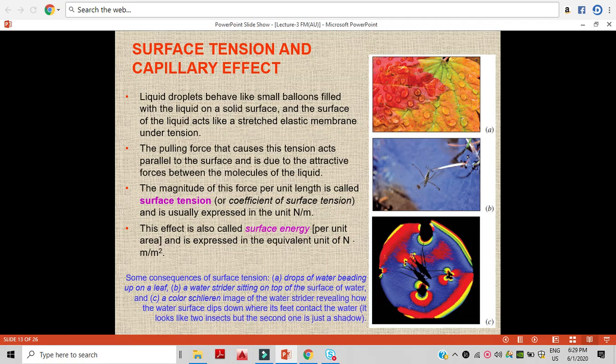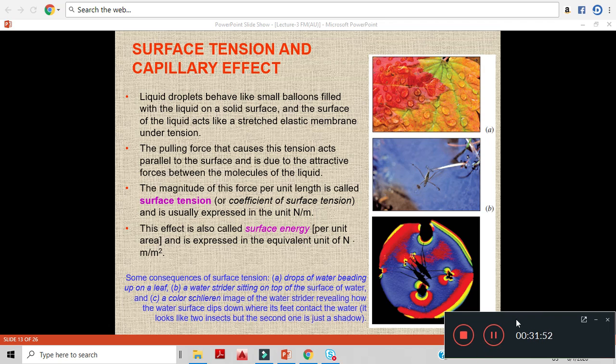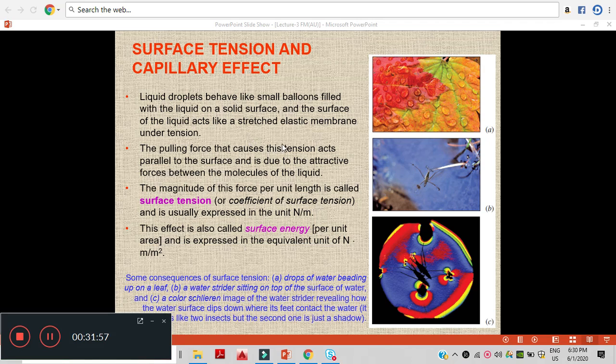Surface tension and capillary effect. We have all seen this phenomenon in our daily life, not only in these pictures: the water droplets on the leaf and the water striders floating on the water surface. Why is all this happening? It's all because of the surface tension.